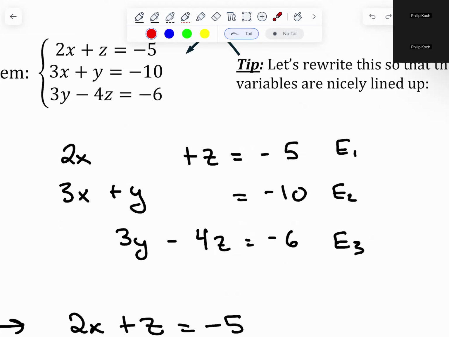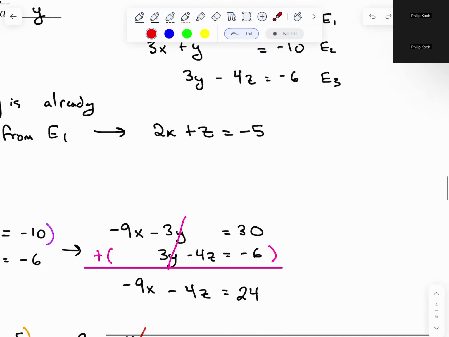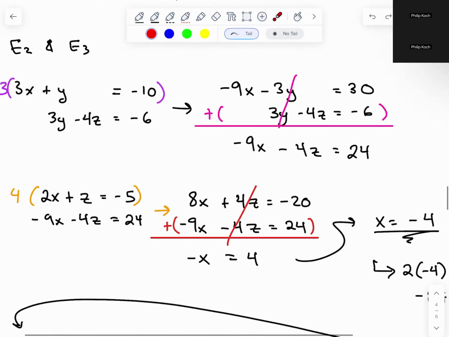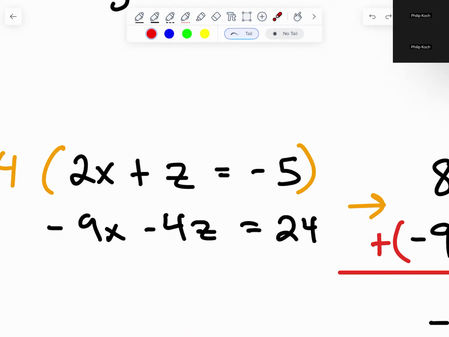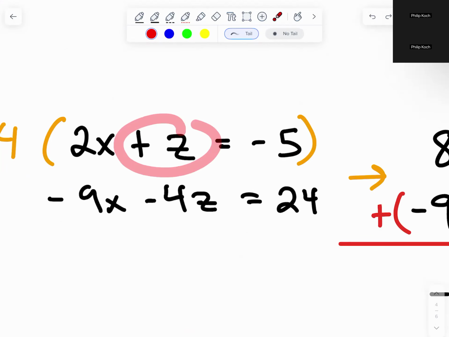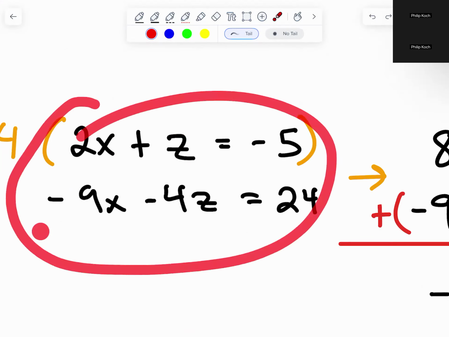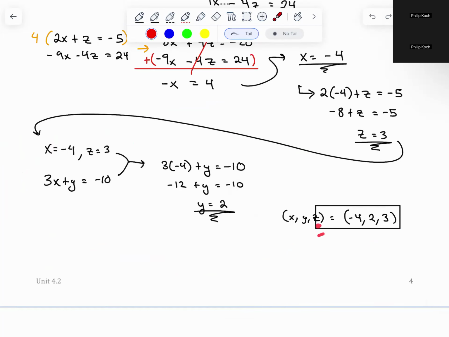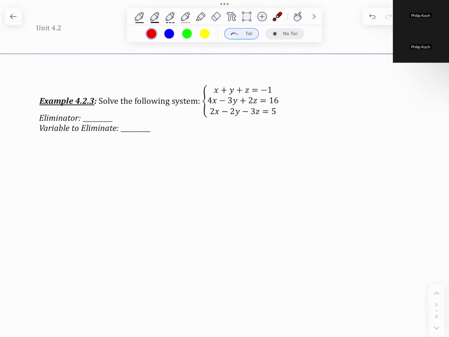Anyways, I'm getting sidetracked. Looking back at this one, same idea as why I know that Z is the best choice. It's taking a second to load. There we go. Z was the better choice because I can just multiply by 4 and it's all done. If I wanted to eliminate X, I'd have to multiply the top equation by 9 and the bottom equation by 2 because the least common multiple of 2 and 9 is 18.